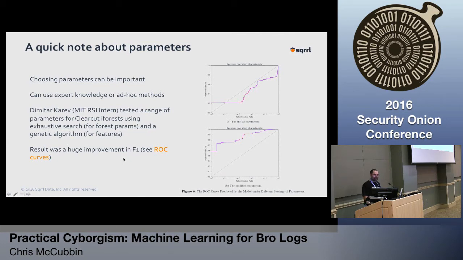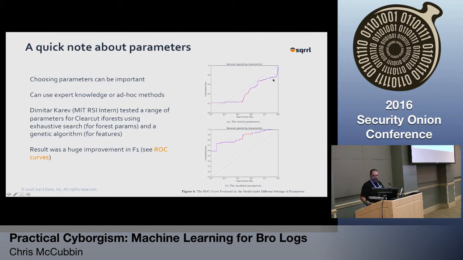I'm going to say a quick note about parameters. Some of these things are not parameter free. You can't usually just plug them in, although people have done a lot of work to have default parameters on these things that are good enough, right? But if you do play with the parameters that are available, you can get better results.